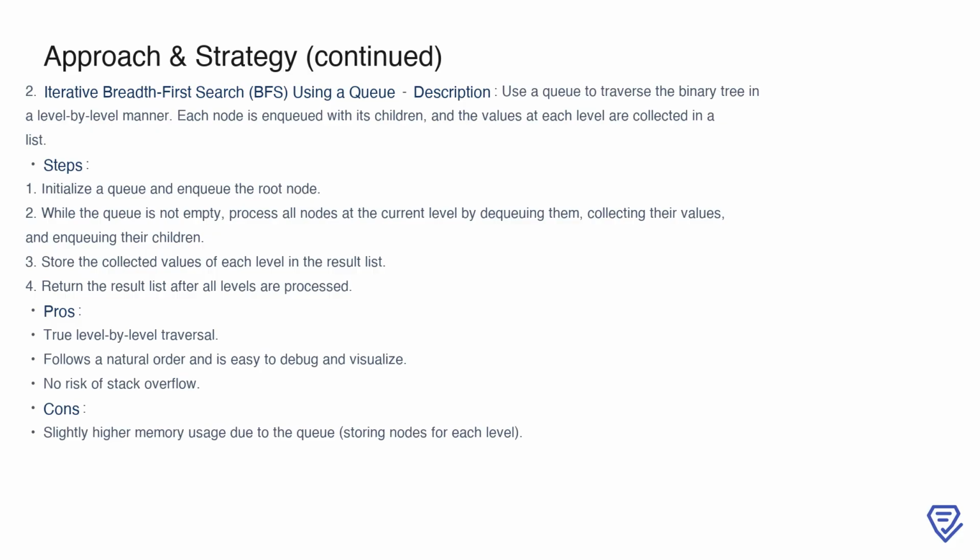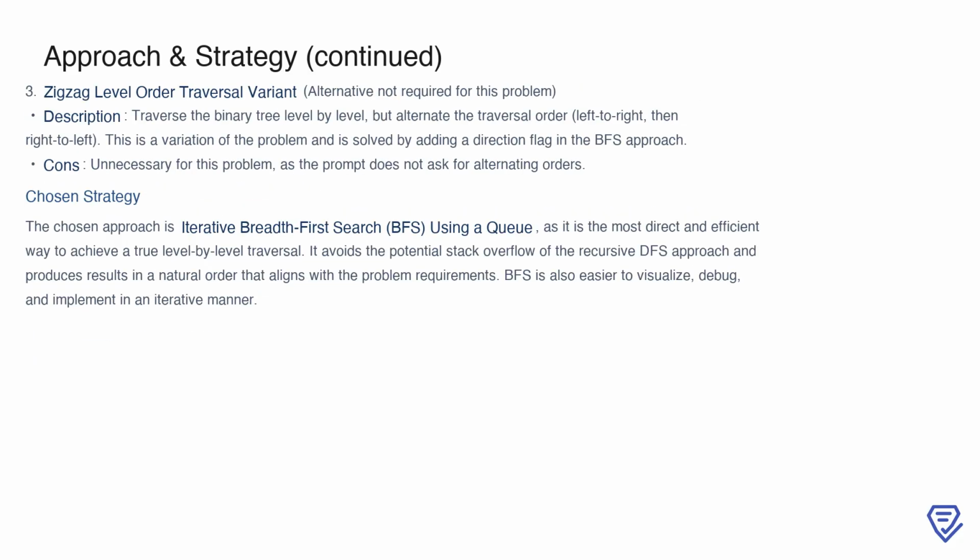Despite this, it remains an efficient and straightforward solution to the problem. Another approach we briefly considered is a variation known as zigzag level order traversal. This method involves traversing the binary tree level by level but alternating the order of traversal between left to right and right to left on each level. While this is an interesting variation, it's not required for this particular problem, as the prompt does not ask for any alternating order. The additional complexity of implementing a direction flag in the BFS approach makes this variant unnecessary here.